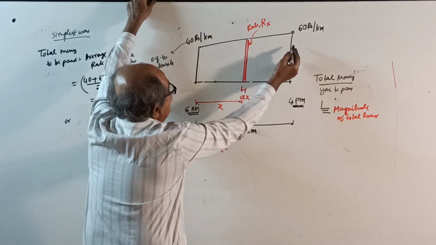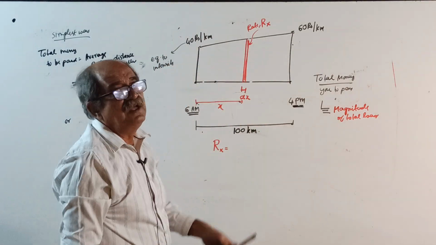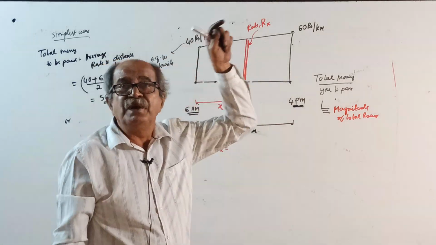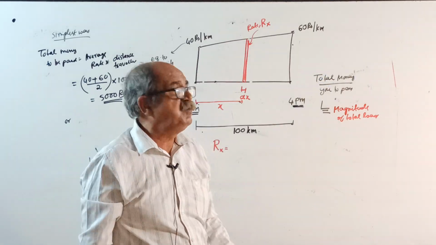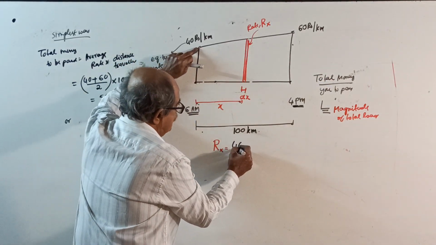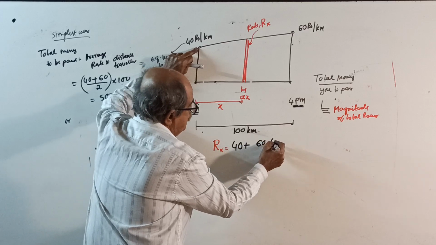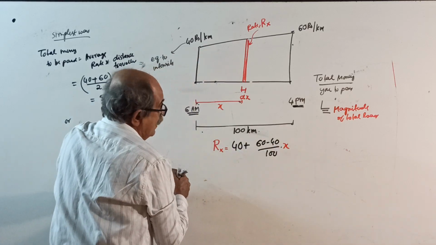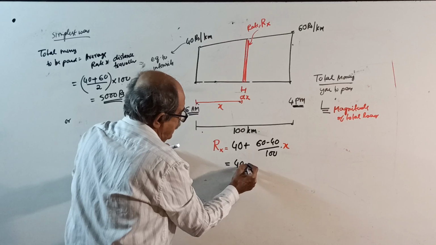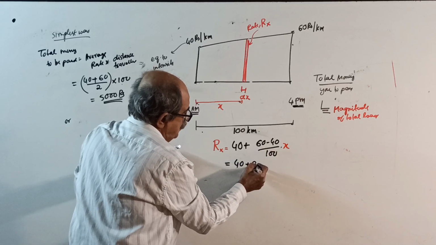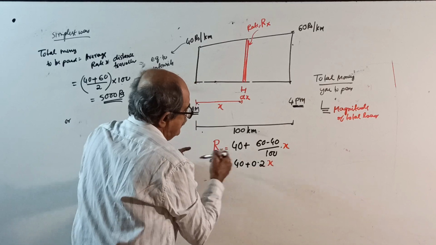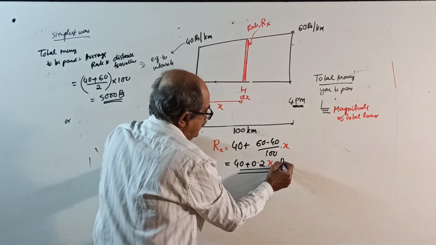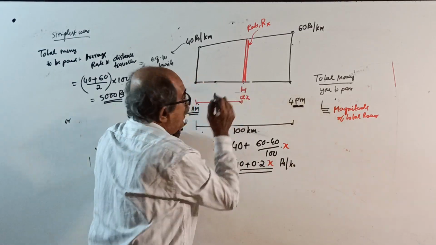How to get it? Now you have to go for linear interpolation. That I will not explain here. A separate class will be taken later for linear interpolation. I will write using my knowledge: 40 plus (60 minus 40) divided by 100 into x is the ordinate, or y. That is 40 plus 20 by 100, which is 0.2, times x. This is the rate in rupees per kilometer at any point x here.